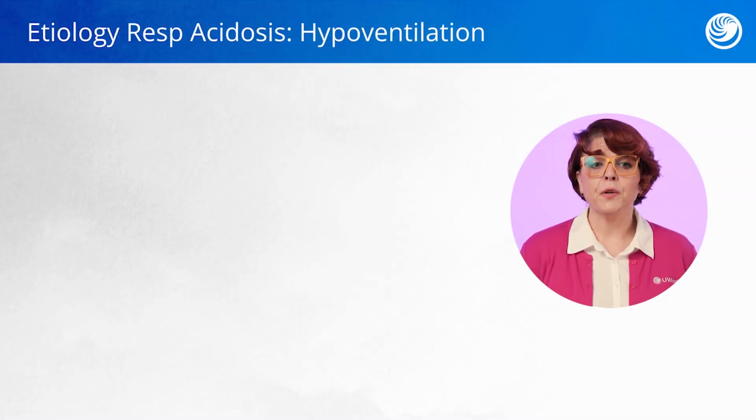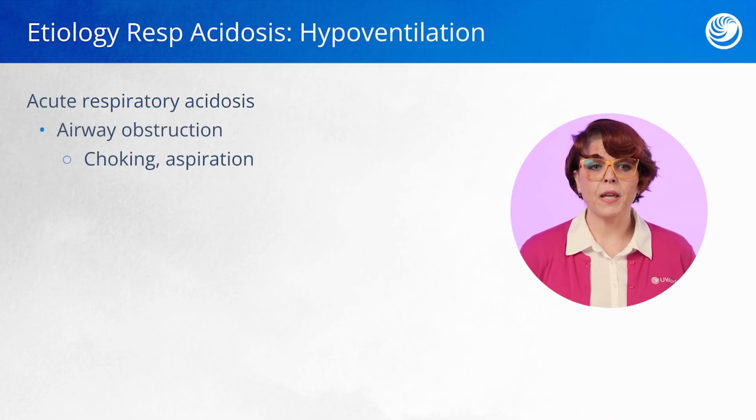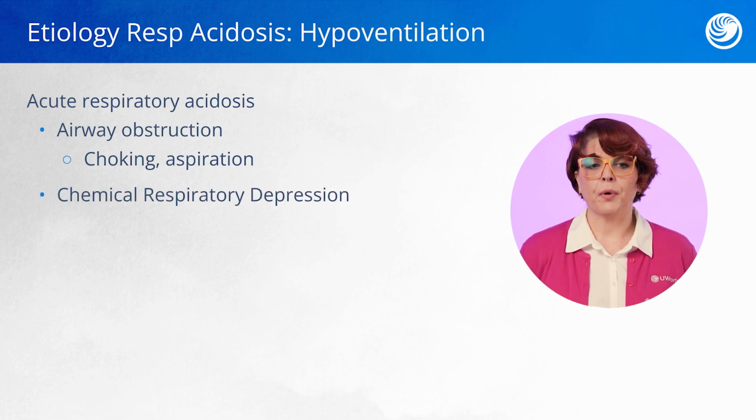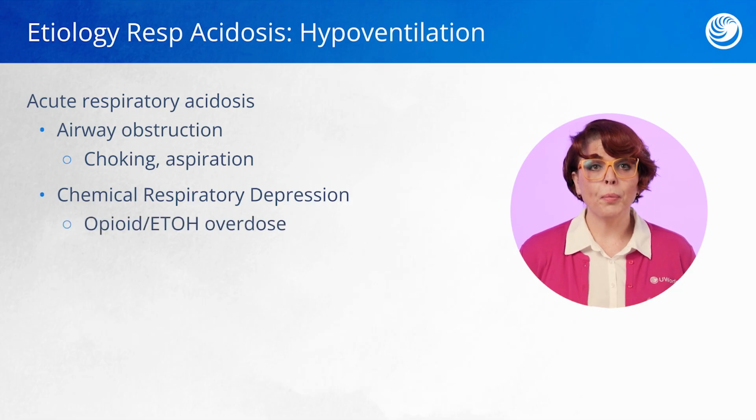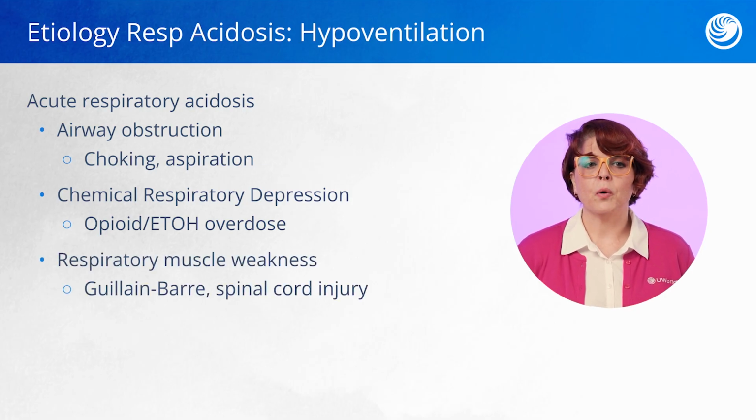Now first, let's look at the etiology of respiratory acidosis, which again, we're breathing slow. This is going to be anything that makes our patient hypoventilated. We can compare acute respiratory acidosis to chronic. Let's look at acute first. With acute respiratory acidosis, our patient can have an airway obstruction, so I'm thinking my patient is choking, or maybe they aspirated. My patient can have a chemical depression, so I'm thinking a patient that overdosed on opioids or alcohol abuse. Or maybe my patient has weak lungs, so I'm thinking Guillain-Barré or a spinal cord injury.